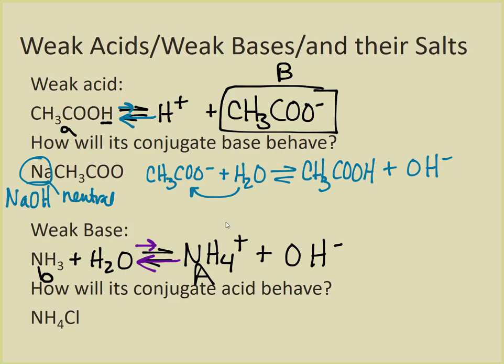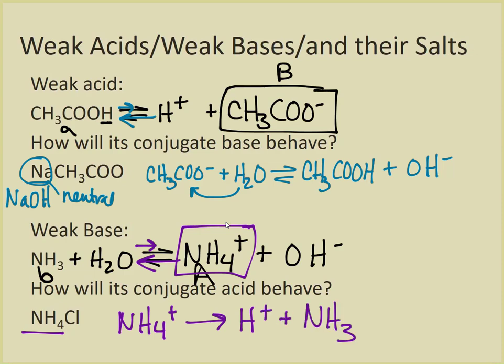Now, how will its conjugate acid behave? If I were to take this component and have it as part of a salt, you are going to see that it will be a driving force. So I'm going to get the following reaction. I'm going to have this ammonium ion, and it is going to lose a hydrogen, and then I will have that ammonia. And it will still be at equilibrium.